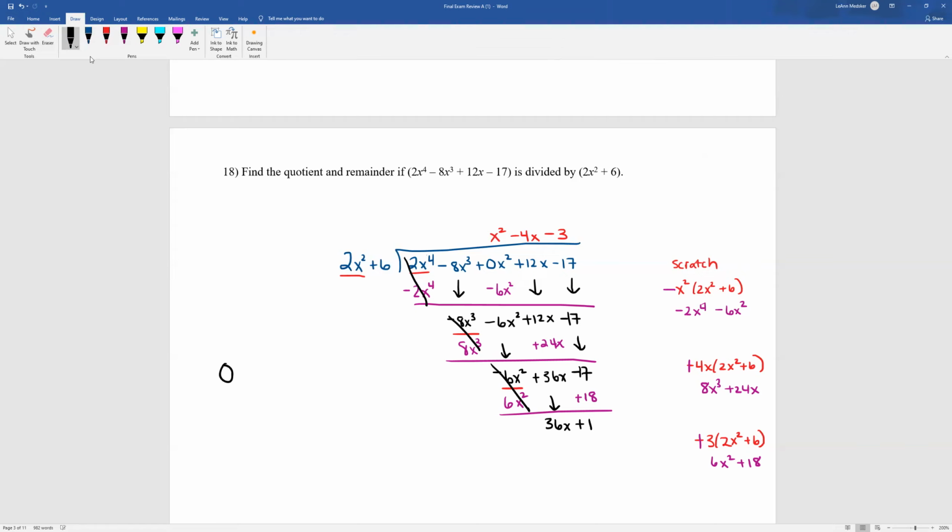So our quotient is how many times did we go in evenly, essentially? So that's the x squared minus 4x minus 3. And our remainder is what's left over at the end. Now we know we can't divide anymore because this is an x squared, this is an x to the first. A bigger x cannot divide into a smaller x. So I'm glad I caught that error.